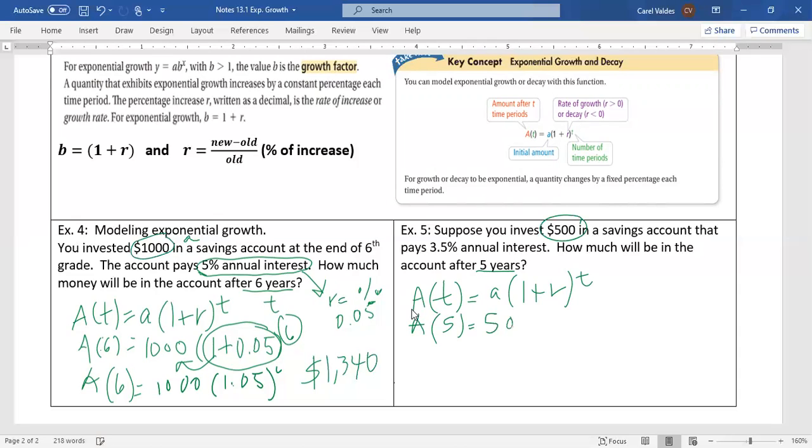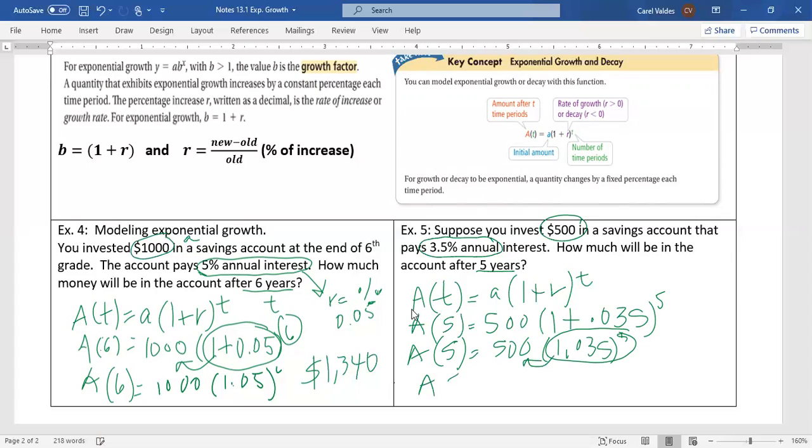That was 500. Your 1 plus r, your r is 3.5, but remember you have to put it in as a decimal. So it's 1 plus, move the decimal twice to the left, 0.035, and the t power is going to be 5 because you want to know after 5 years how much money you're going to have. So A of 5 is 500 times 1.035 to the 5th power. Remember, calculate the 5th power of 1.035 first, and then multiply by 500.